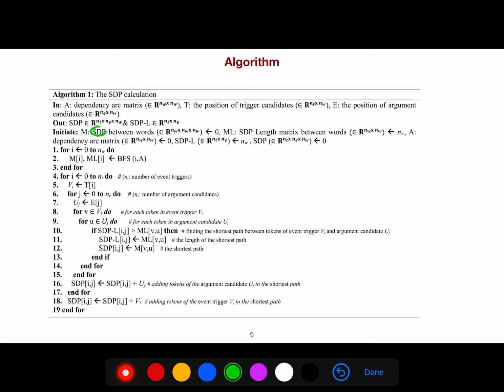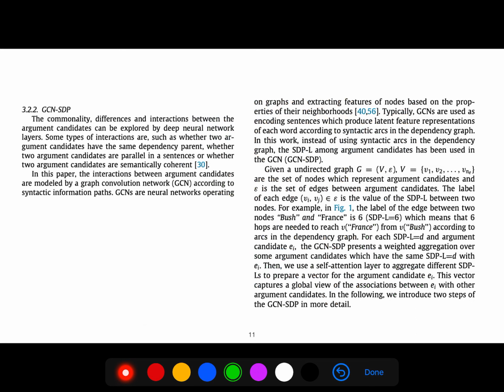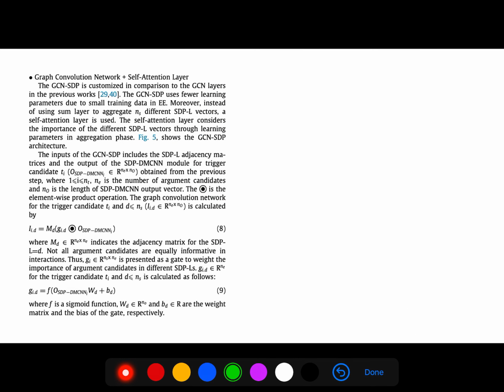So shortest dependency path between words we initiate, and then we go through this loop to find the shortest path between tokens of event triggers, and once we have this shortest path, then we can continue. This is an example for preparation of shortest dependency paths, adjacency matrices between argument candidates. And the rest of that is very easy. They just use graph convolutional network. Also, they use self-attention layer.